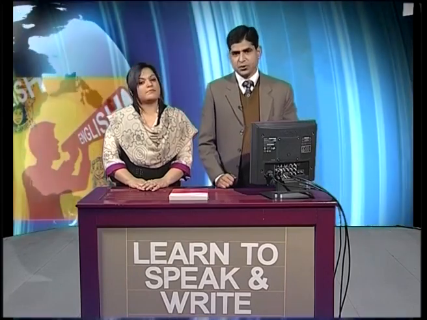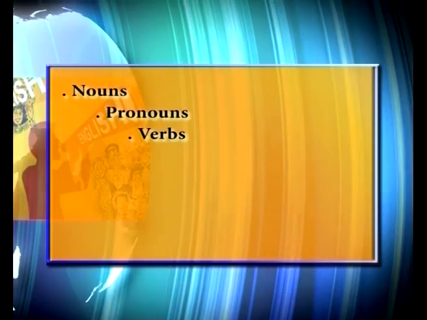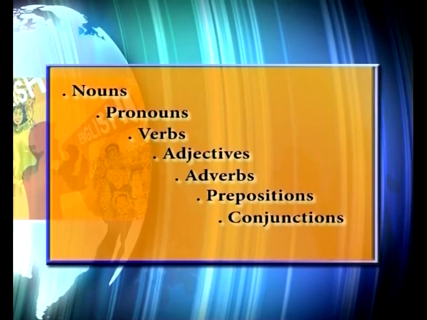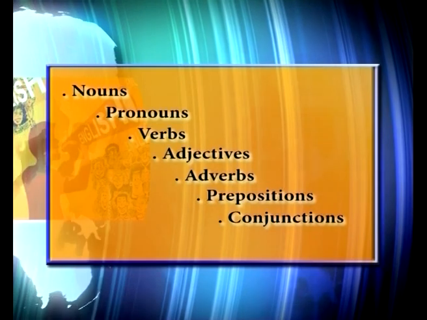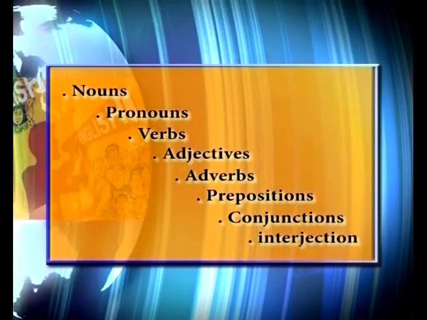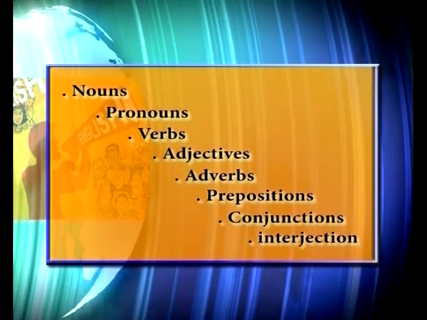So dear learners, a word may fall into any of seven functional classes according to the work it does. The seven classes are noun, pronoun, verbs, adjectives, adverbs, prepositions, and conjunctions. Occasionally, a word is used without any grammatical force. It is then called an interjection. The seven functional classes and the interjection together form the eight parts of speech.